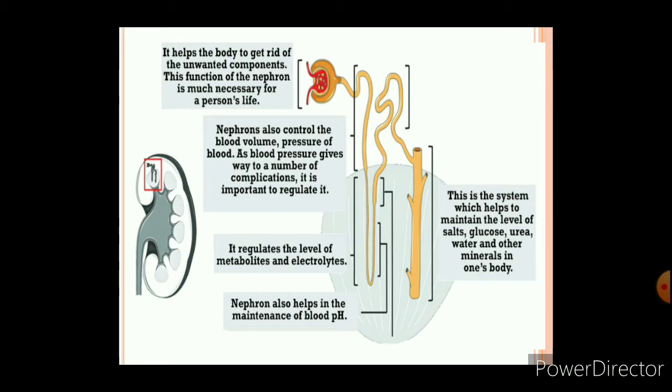So this is the structure of the nephron. So what is a nephron? The nephron is the basic functional unit of the kidney that consists of the glomerulus and its associated tubules, through which the glomerular filtrate passes before it emerges as urine. Okay. Nephron, it is the basic functional unit of the kidney.